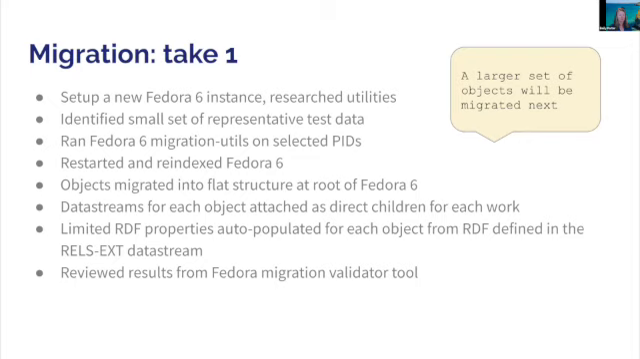And then we also played around with the Fedora migration validator tool. We're still getting a handle on that to see what the best options are for us there. So this is our first pass of a migration, but we're also planning to do at least one more run of this during our pilot. So we'll probably do something closer to 100 objects next time. Next slide, please.